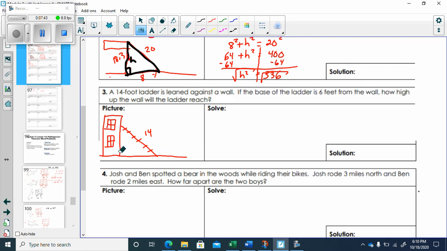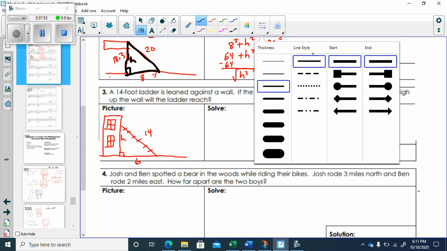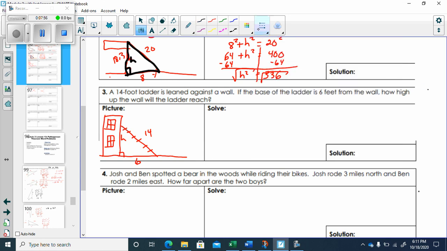If the base of the ladder, and here's your right angle, is 6 feet from the wall, how high up the wall will the ladder reach? Now, if you look closely, guys, what we're talking about is a right triangle here. Let's look at our right triangle. It's right there.